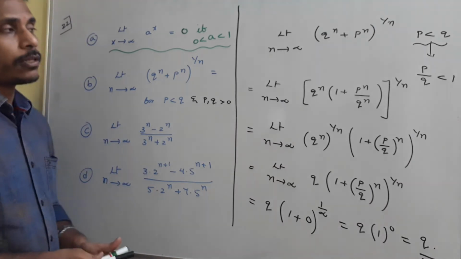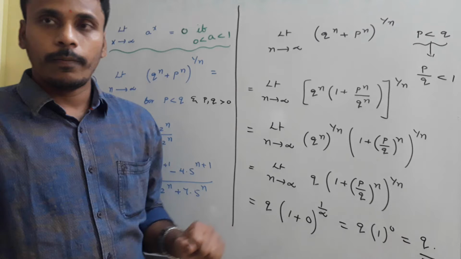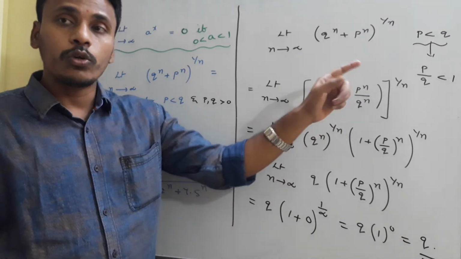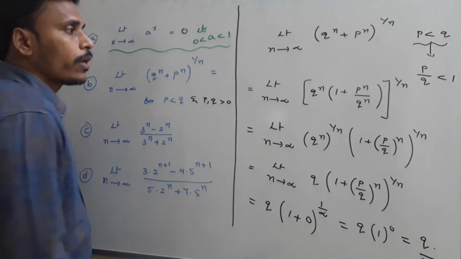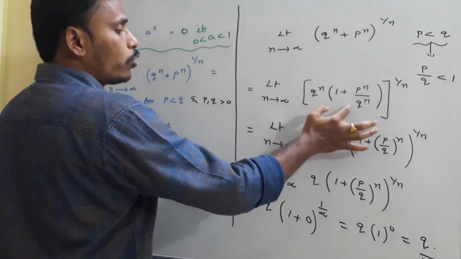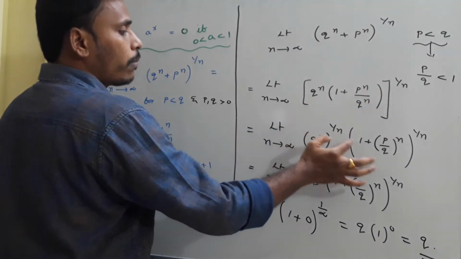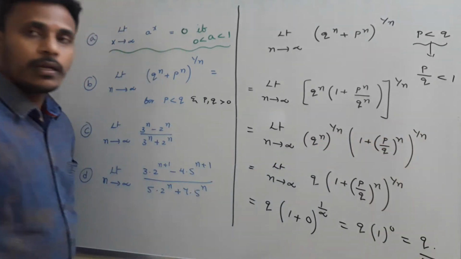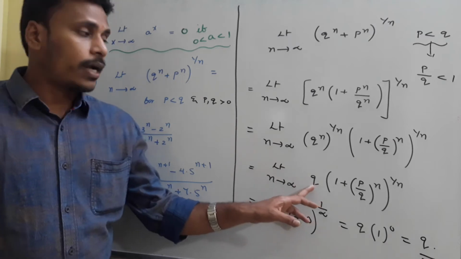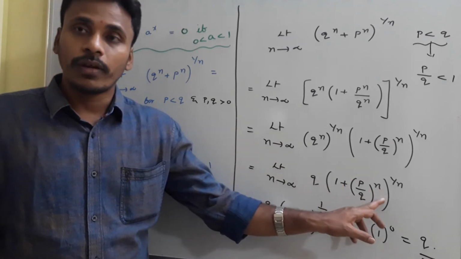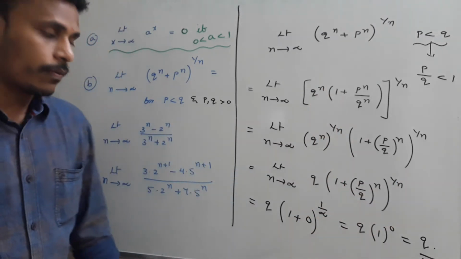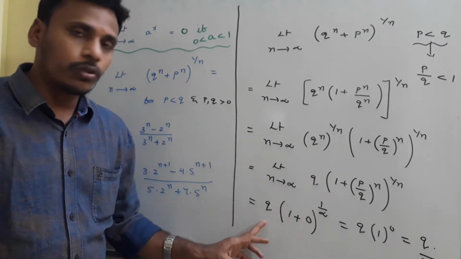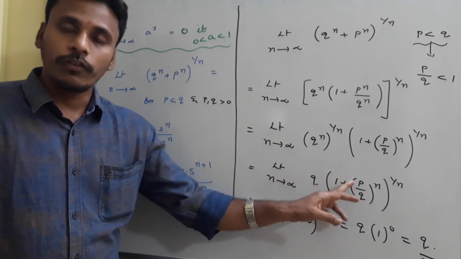So q power n plus p power n, just common out q power n. So q power n of 1 plus p power n by q power n, and whole to the power 1 by n. Now we apply this 1 by n for both the terms. Q power n power 1 by n into 1 plus p by q to the power n, whole power 1 by n. This value is q, and this is 1 plus p by q to the power n whole to the power 1 by n. See, this q is a constant which is independent of n, so write it out and apply limit n tends to infinity.